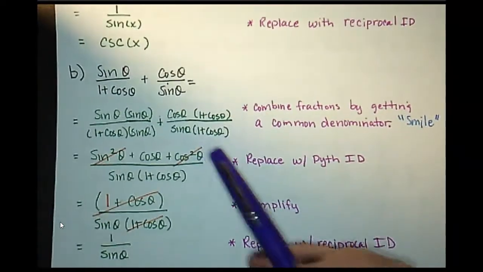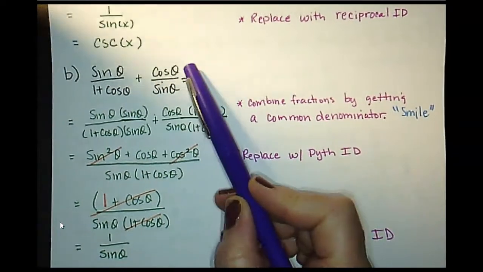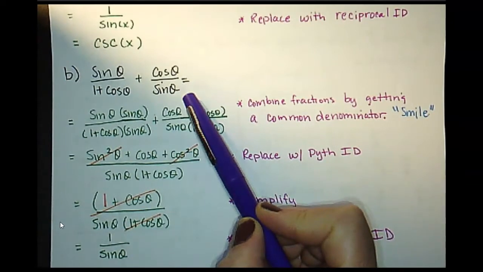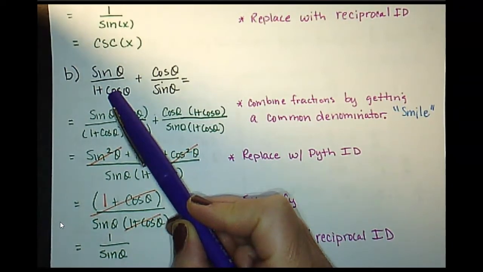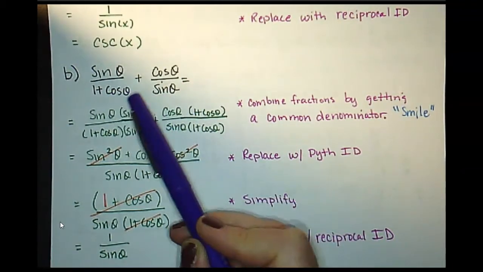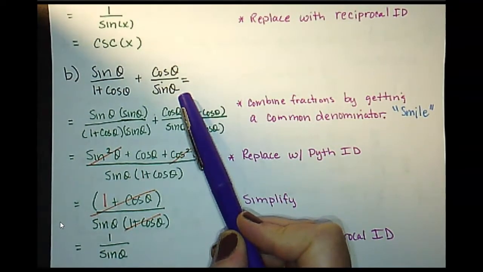In 3b, we start with a fraction that has 1 plus cosine theta, and we have another fraction that has a denominator of sine. So when I have two fractions like this, my strategy has to be to get them together as a single fraction, because ultimately, remember, I'm trying to use my identities to make it simpler. All right, so common denominator is going to be 1 plus cosine theta and sine theta. Again, for my folks, that's a smile situation.